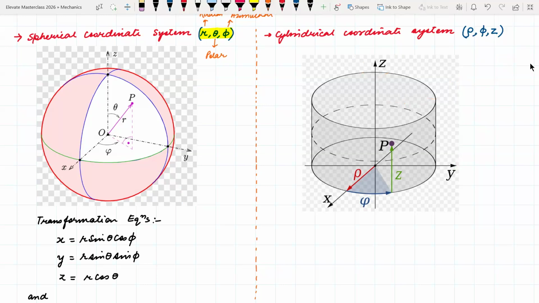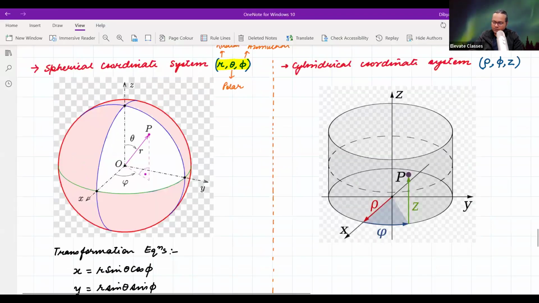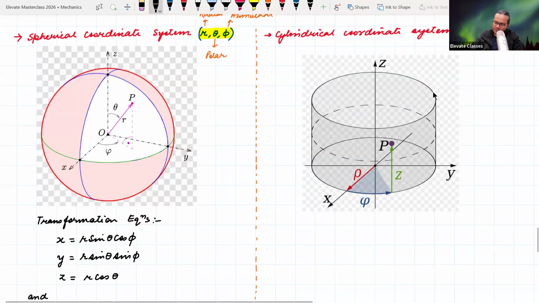Say rho is basically r sine theta, I guess. Yes, rho is r sine theta. So rho is this distance. Yes, r sine theta. You're correct. This is rho. It's the perpendicular distance from the z axis to the point. Okay. So now if you look at this system, the transformation equations are slightly different, but it's still doable.